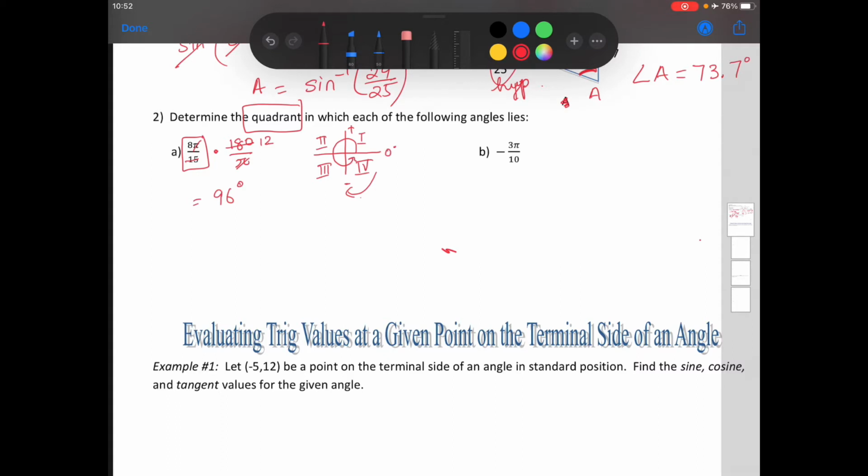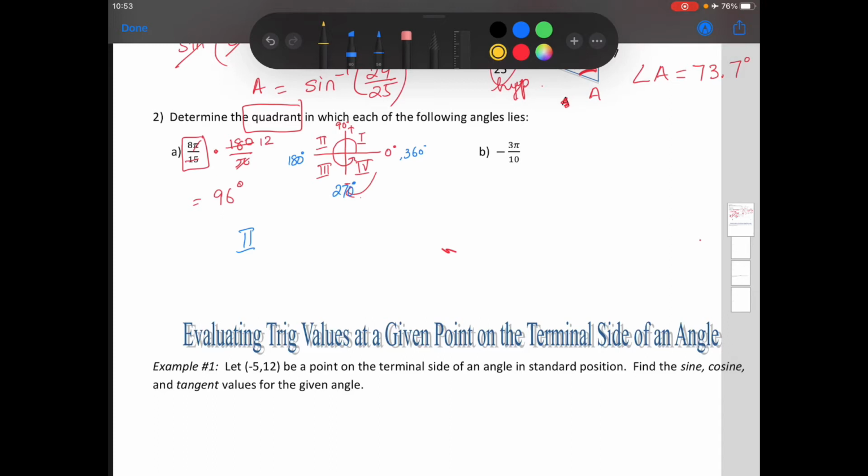So 96 degrees, I'm going to draw the angle. This is 0, 90. I should pick a different color. 180, 270, and then 360, and so on, 450, and so on. So where is 96 degrees? 96 degrees is in the second quadrant. It's more than 90, less than 180, so it is in the second quadrant.